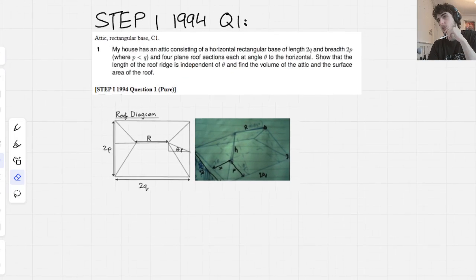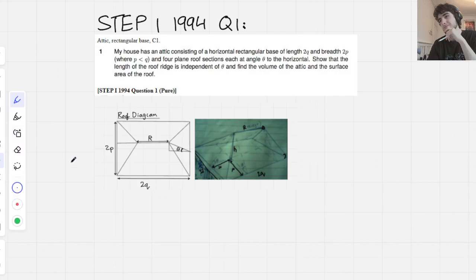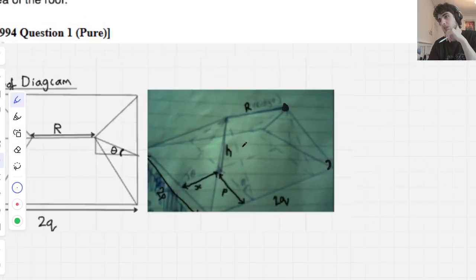But how do we show that? The way to go about this is to have a think about specifically these two triangles that the person on the right has drawn in their setup. So we have one triangle here, right? And we have another triangle here.